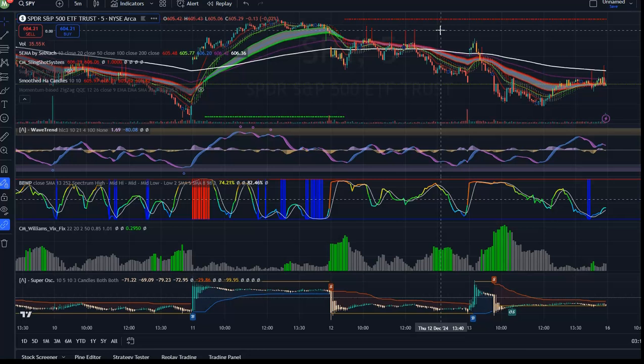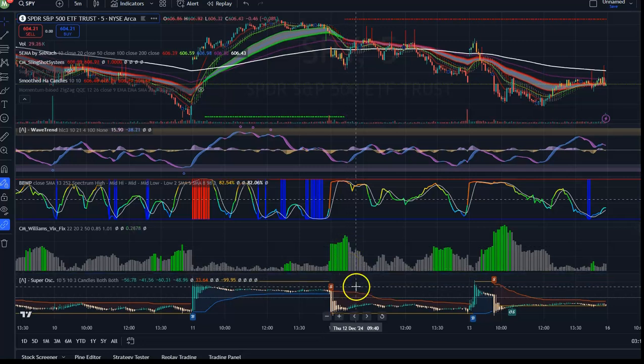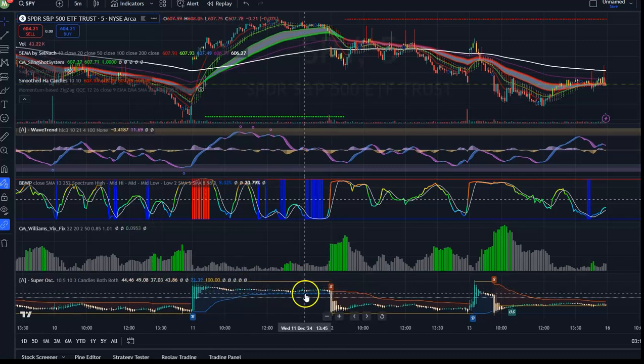So first of all, what I use for the 5 minute is basically buy or sell. So down here on the Super Oscillator, here's what's up. If it's between 13:45 and 9:30 the next morning, I'll get in a trade depending on where this is going. I prefer it right at open.